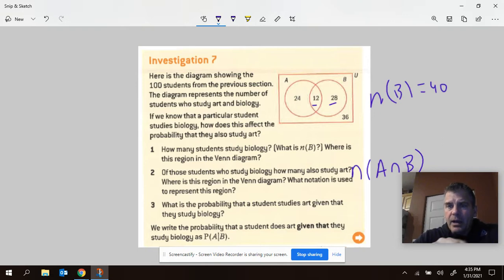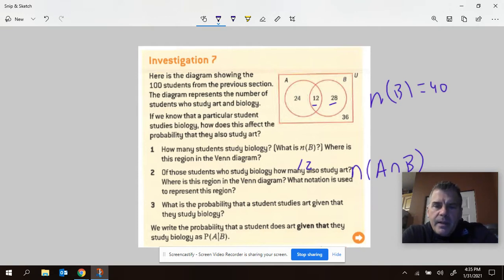We can just look at it and logically say, well, we know it's 12. So this question is, how many of those biology students study art? That would be the 12. And again, we're in that region. Would that be in the Venn diagram? It's the intersection part. So what notation is used to represent this region? That would be N of A intersect B.